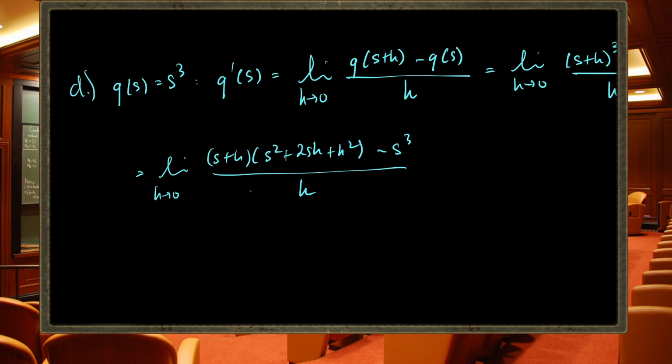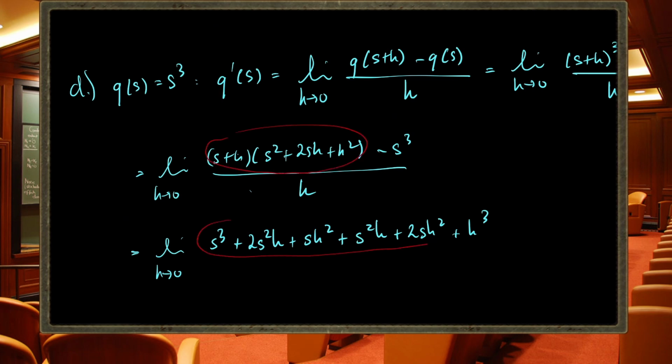Okay, so that's s plus h, s squared plus 2sh plus h squared, all minus s cubed. And then you're going to distribute this through here. And so you'll get s cubed plus 2s squared h plus sh squared, plus, and then distribute an h through, s squared h plus 2sh squared plus h cubed. That's just this piece here. Then we've got that minus s cubed all over h.